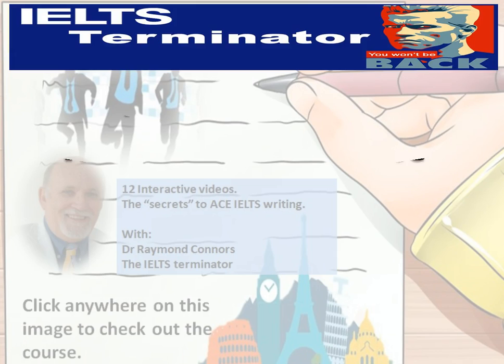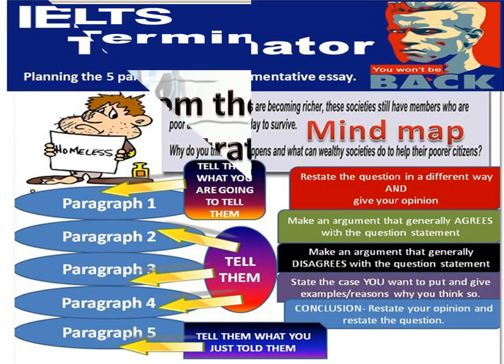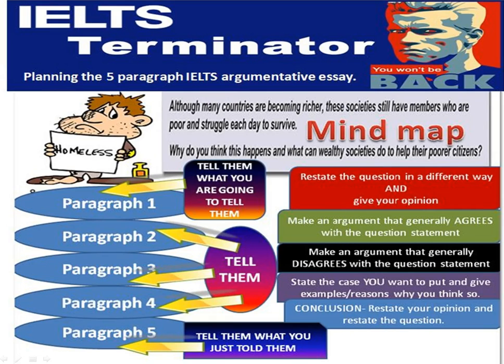Okay, here is an extract from the writing strategy course. This is for the Part 2 argumentative essay. First of all, you have to think of answering the question in 3 different sections. Tell them what you are going to tell them. Tell them. Tell them what you just told them. So in paragraph 1, you're going to tell them what you're going to tell them. That means you restate the question in a different way, and you give your opinion.